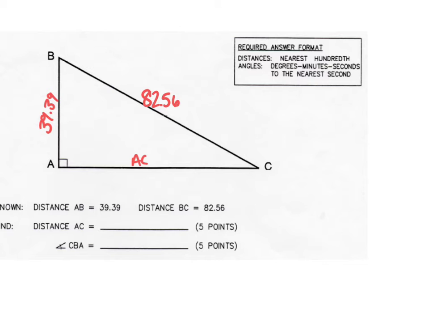So this is AC, that's one of the things I'm looking for, and this angle right here is the other thing that I'm looking for. I'm going to start with my AC. I'm going to do a quick little Pythagorean theorem. Not going to show a lot of work here, because ideally you can do this without much thought. 82.56 squared minus 39.39 squared, and then you square root that.